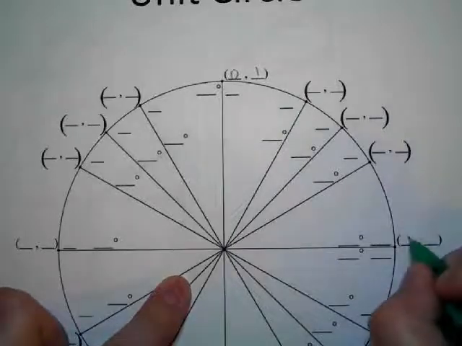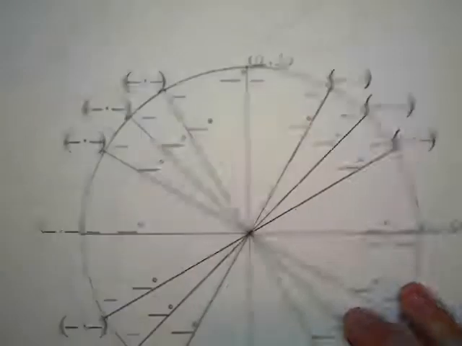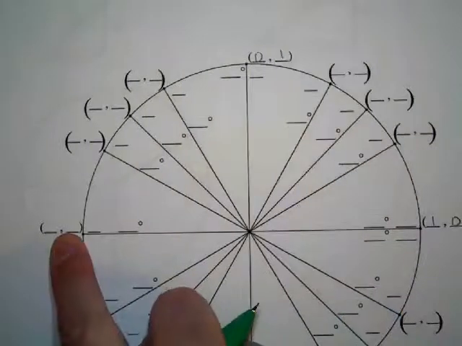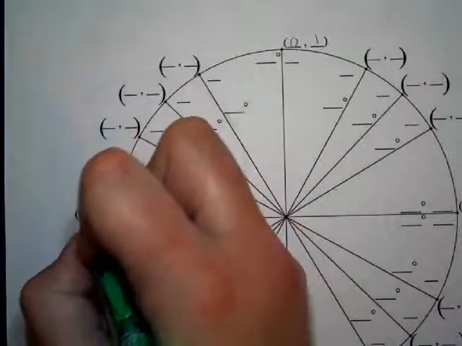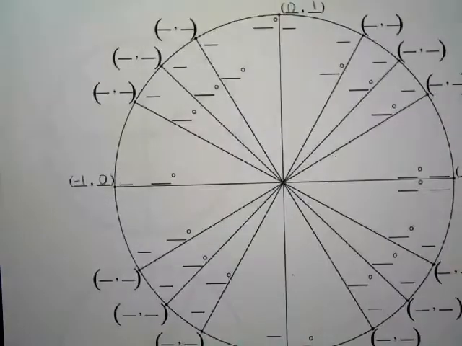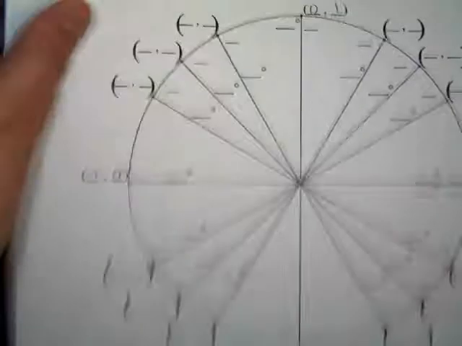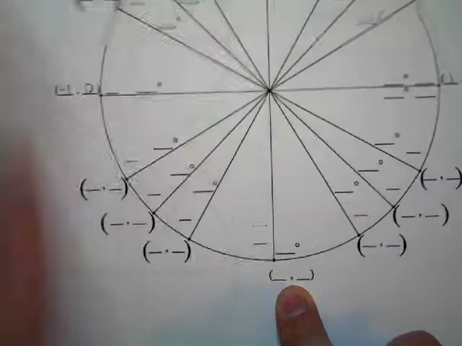Okay. What would this one be over here? 1, 0. What would this one be over here? Negative 1, 0. And then what would this one be down here? 0, negative 1.